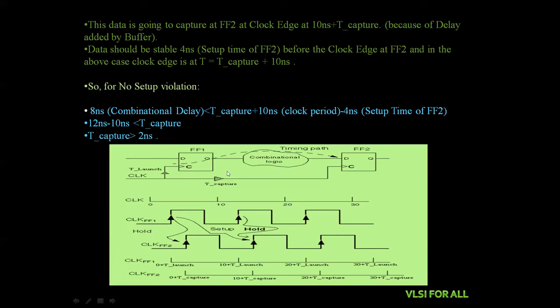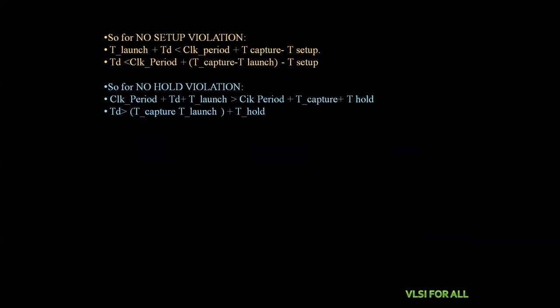So if we keep the buffer which is having the delay greater than 2 nanoseconds, then we can avoid the setup time violation. So let's calculate for this: the clock value occurs at 10 plus 2, so greater than 2 nanoseconds. Let's say it's 3 nanoseconds. So the T capture value is 3 nanoseconds.